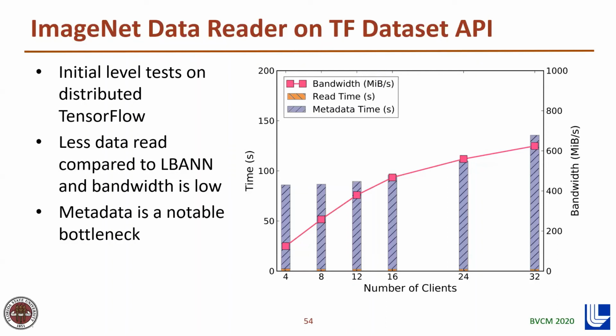parallel file system instance. So in this case, as Darshan reported, we found that less data was read compared to LBANN. And because of that, the bandwidth was low. But we have seen the same trend for the metadata time here. In case of metadata time, the time did not decrease, or it could not leverage the increasing number of clients, the resources that became available by the clients. So metadata is still a notable bottleneck in this case.